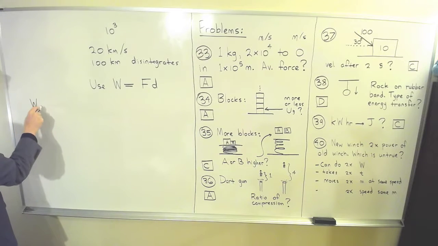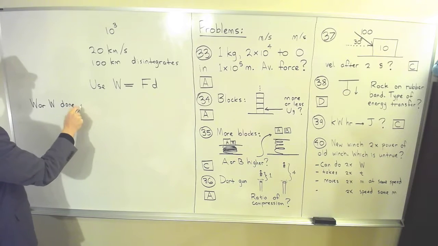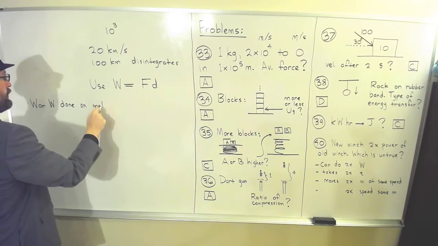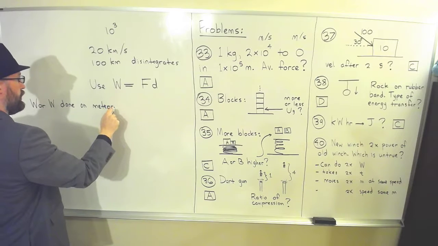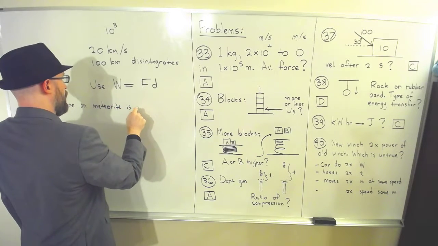So the work W done on the meteorite is the same as the change in kinetic energy.